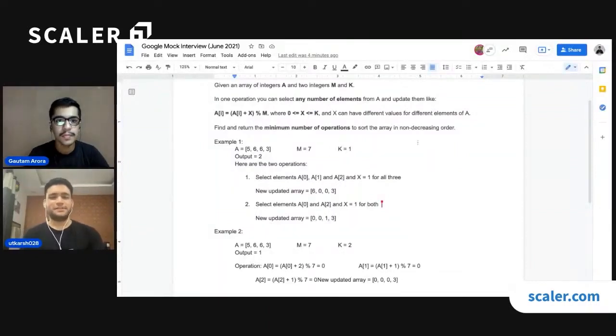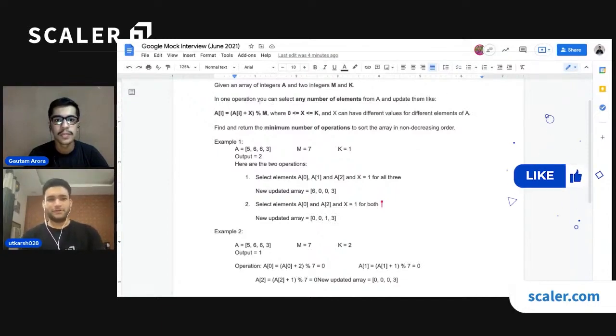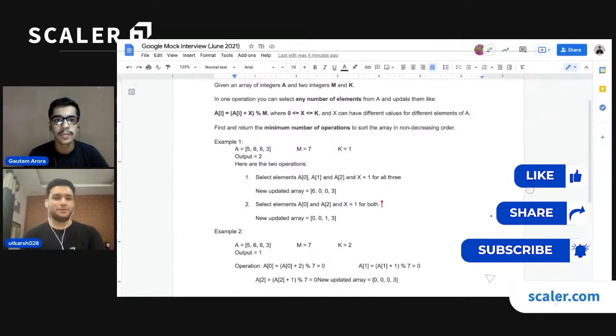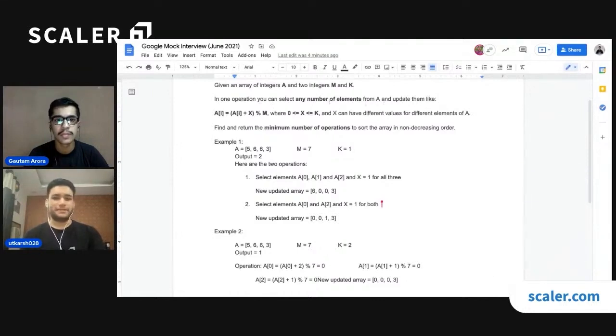The question is that we are given an array and two integers m and k. There are multiple operations you can do. In one operation, you can select any number of elements from the array and update them. You can add x to each selected element, and once the number exceeds m, we take the modulus with respect to m. Here x is any number between 0 and k.